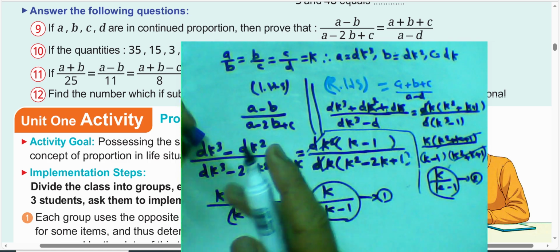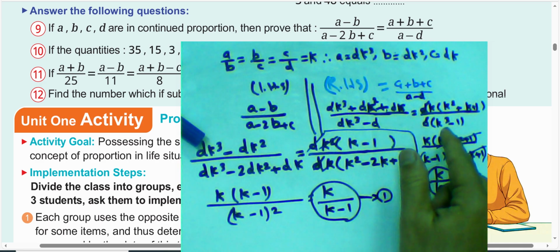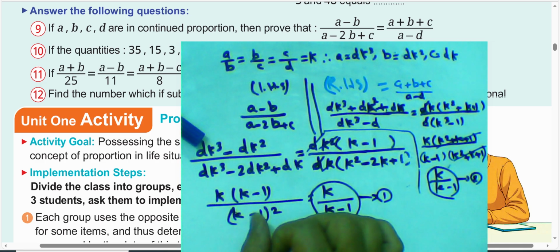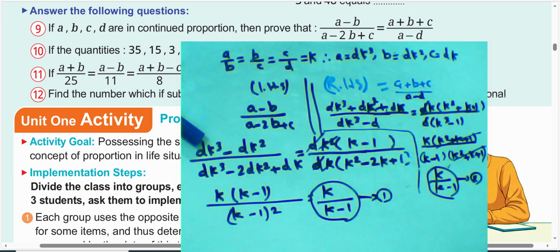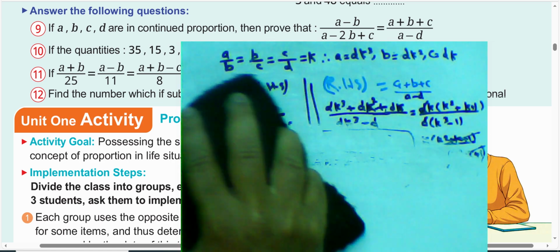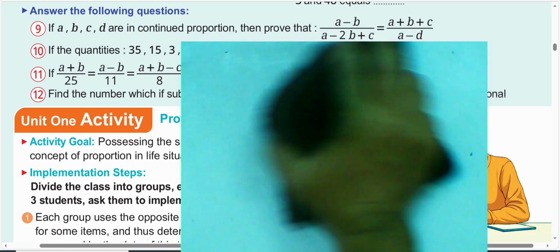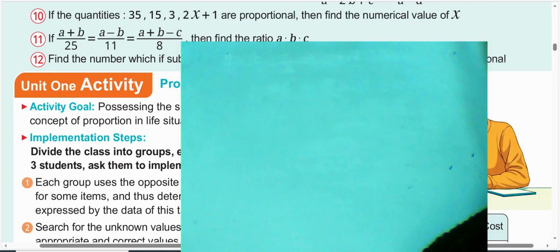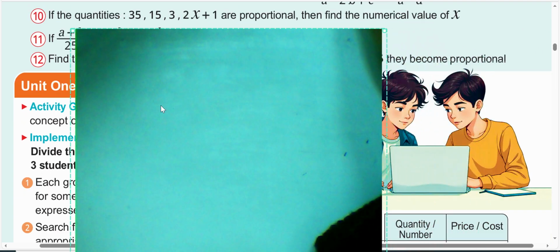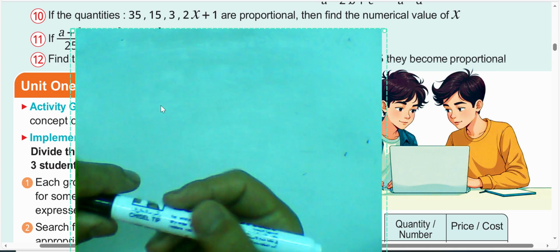Understood? You must know factorizing about the difference between 2 cubed and the difference between 2 squared also, and the perfect square. Okay, you must know all properties about factorizing. Okay, next question. Number 10. The quantities are proportional, then find the numerical value of x.